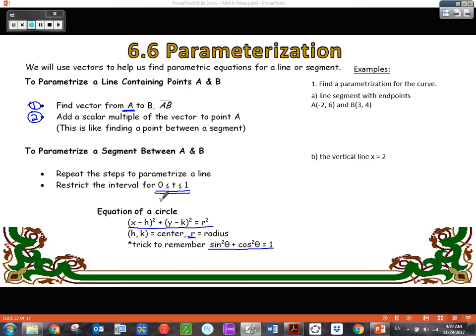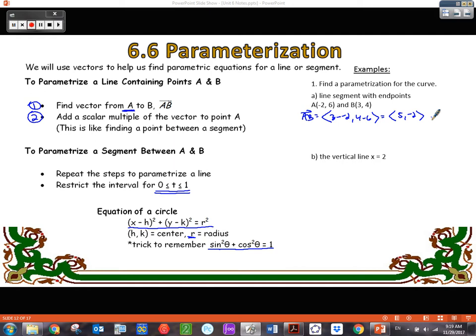So the first step, we would find the vector from A to B. So this A to B, we're going to find that vector. So vector AB, and we know how to do that, right? End minus beginning. So we would do 3 minus negative 2 and 4 minus 6. And so our vector AB is going to be 5, negative 2. That's our vector. So we just did step 1. We found the vector from A to B.